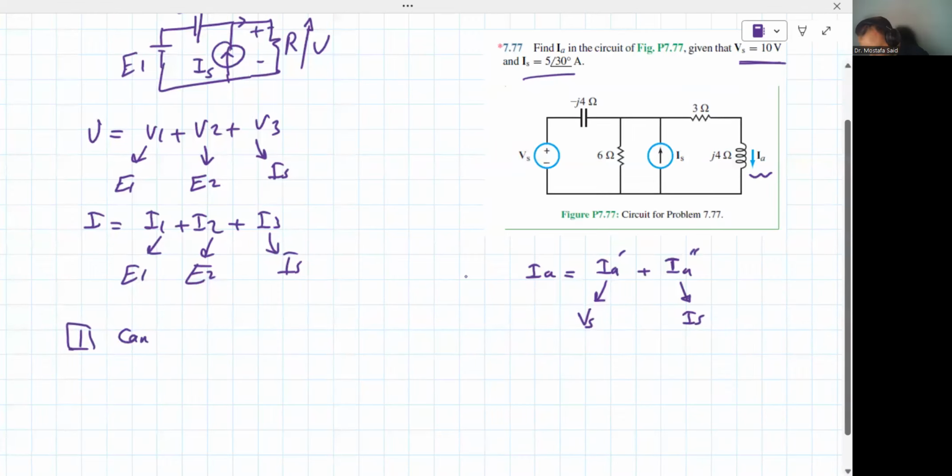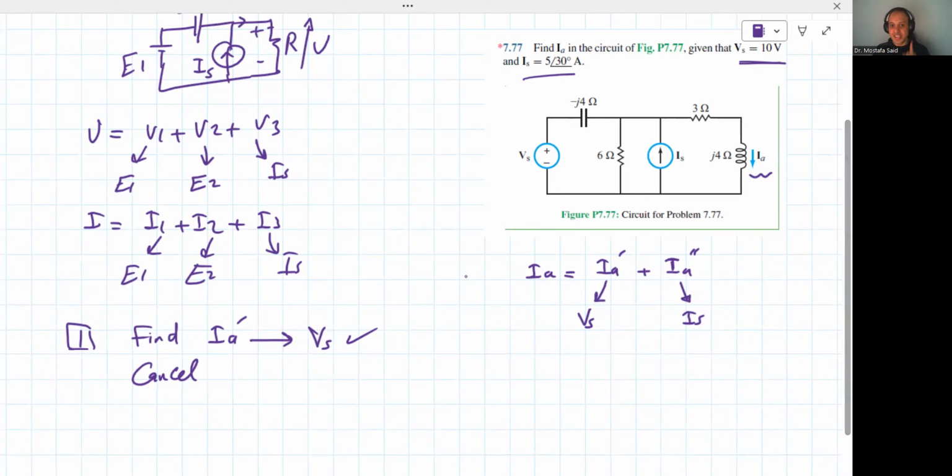Okay, number one. Let's find IA dash, which comes from VS. We're gonna keep VS, but we're gonna cancel any other independent source. Again, this is very important. You might have a dependent source, that's not our topic now. An independent source is a source with a constant value. It doesn't depend on any other current or voltage in the circuit.